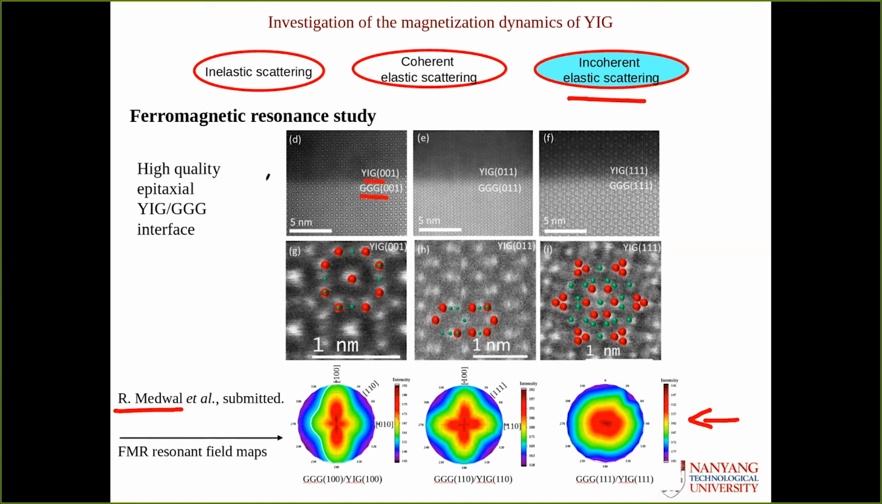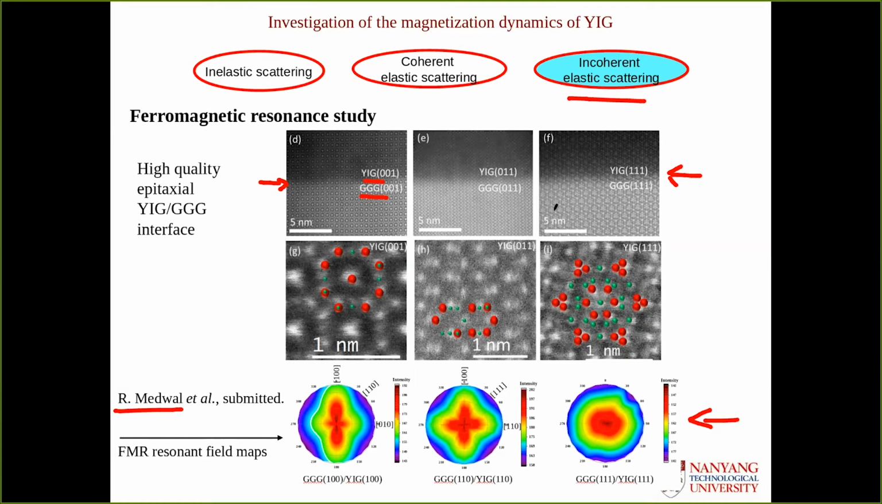So you can see the interface, and you can see that there is no defect at the atomic level, and we can almost not see the interface between the GGG and the YAG. We just get a contrast difference because the average atomic number is different, but there are no crystallographic defects.